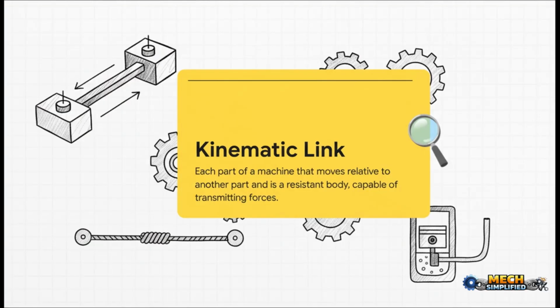So the very first letter in our new alphabet is the link. Now, a link is basically any part of a machine that moves. But, and this is the important part, it can't just be any old object. It has to be what's called a resistant body. That's just a fancy way of saying it has to be strong enough to push or pull without bending or breaking. A steel rod, that's a link. A rope, as long as it's pulled tight, yep, that's a link too. Even the hydraulic fluid in your car's brake line can act as a link.